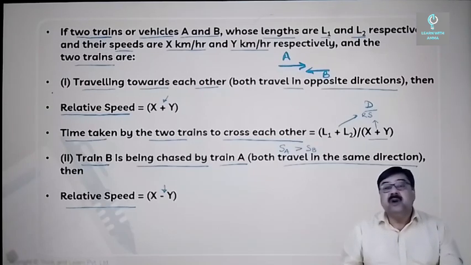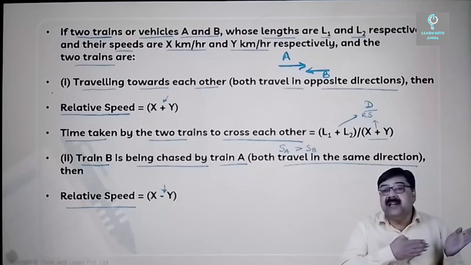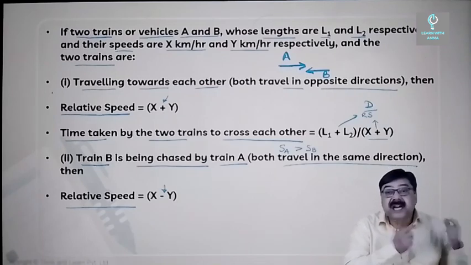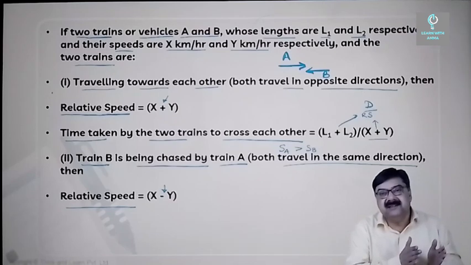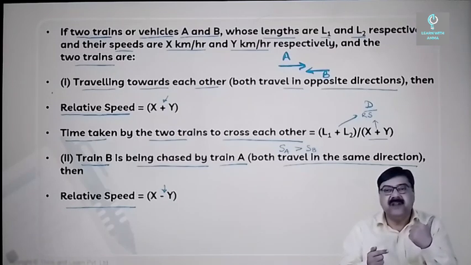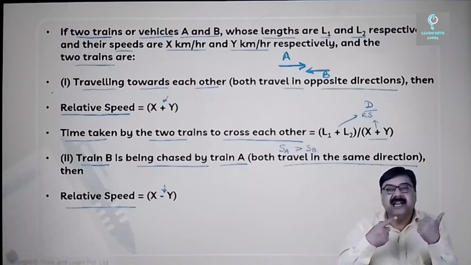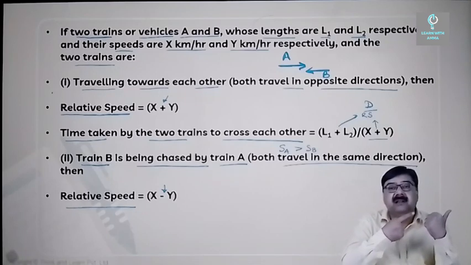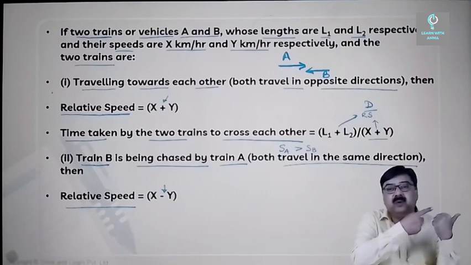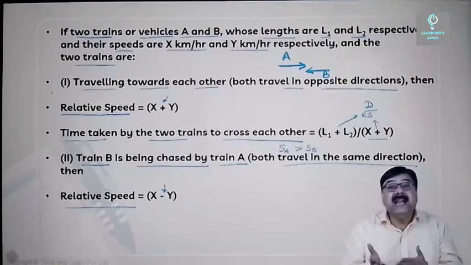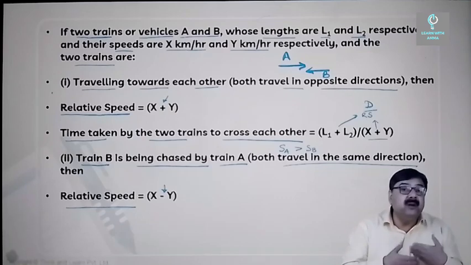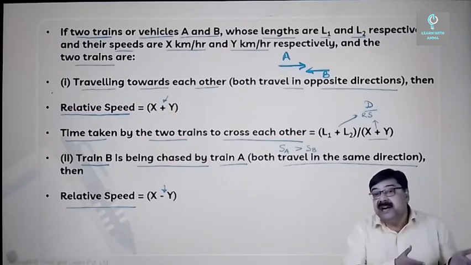Why so? Because both the objects are moving in the same direction. So net speed will be the difference of their speeds. So let us say that train B is moving at 80 km per hour and train A is chasing it with 100 km per hour speed. Then the net speed between the two will become 20 km per hour. Because in 1 hour, train A will be able to gain only 20 kilometers of distance over train B.